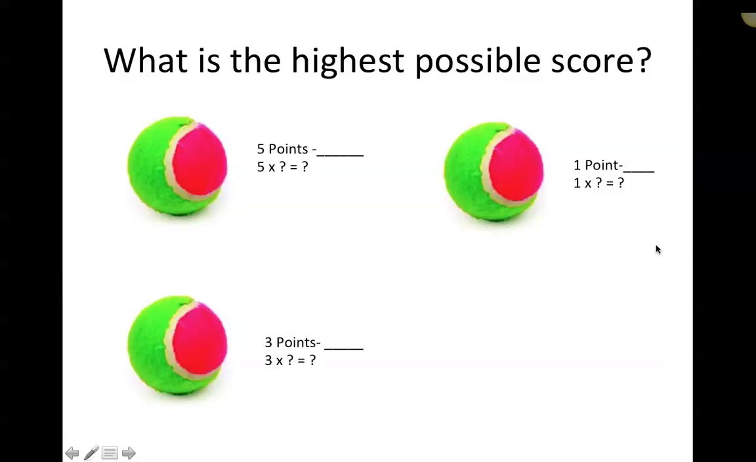So before we begin, I want you to think to yourself, what is the highest possible score I could get from this game? Out of 3 throws, knowing that you could get 1, 3, or 5 on each throw, what is the highest possible score you could get? Take a minute to try and figure that out.